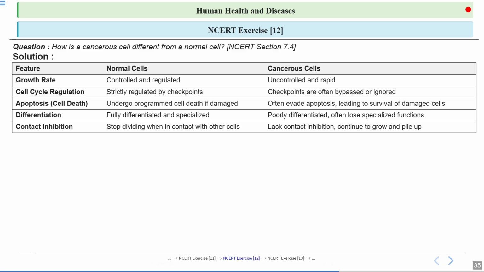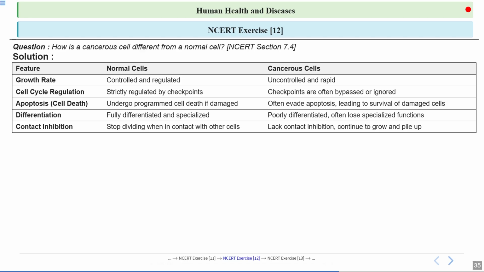Now, in normal cells, the cell cycle is regulated. There are certain checkpoints in the cell cycle, and these checkpoints are strictly regulated in normal cells, whereas in cancerous cells, these checkpoints are often bypassed or ignored. Then normal cells undergo programmed cell death if they are damaged, also known as apoptosis, and cancerous cells evade apoptosis, leading to survival of damaged cells as well.